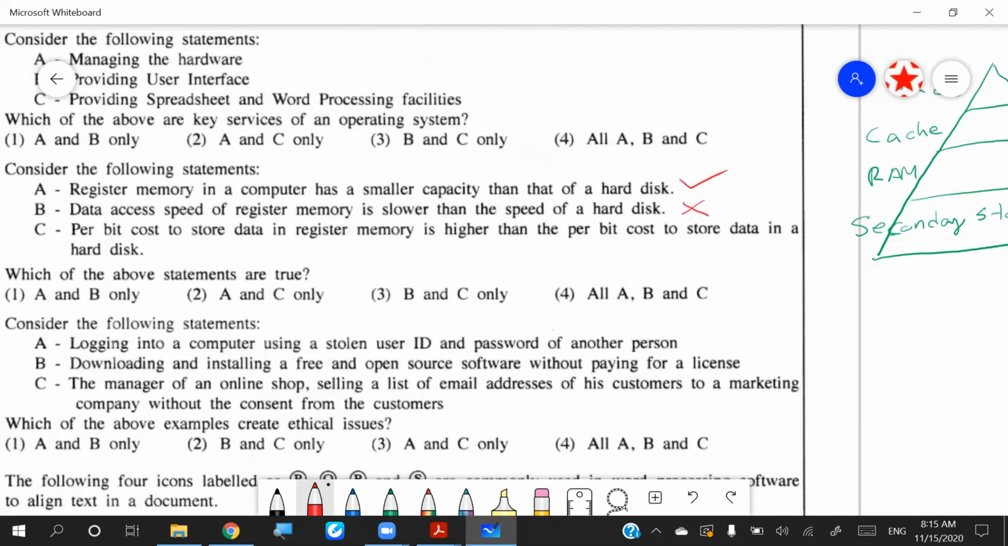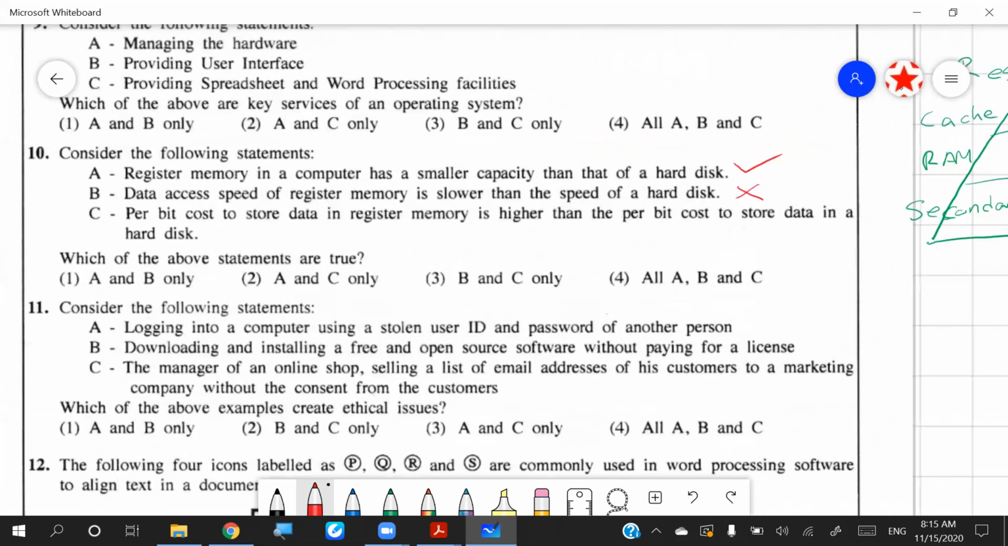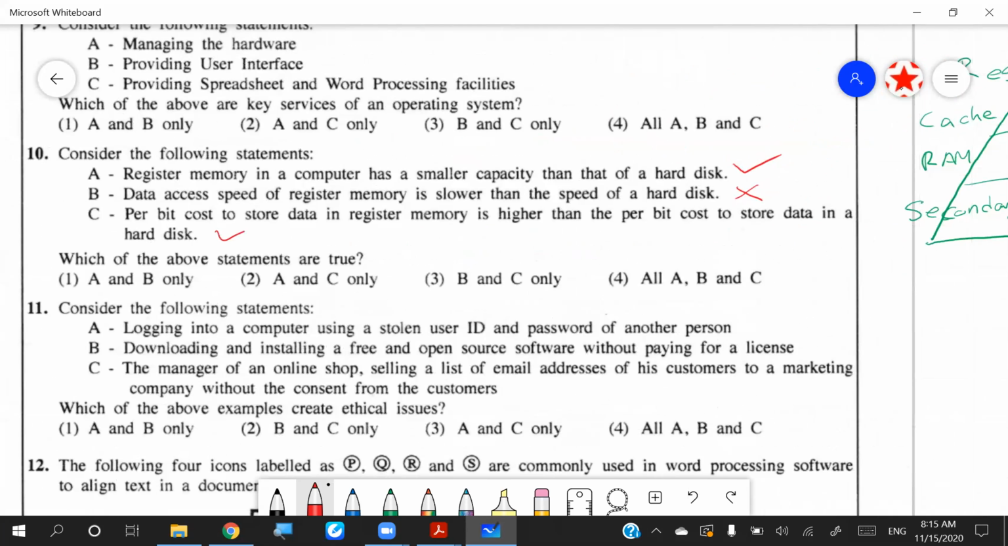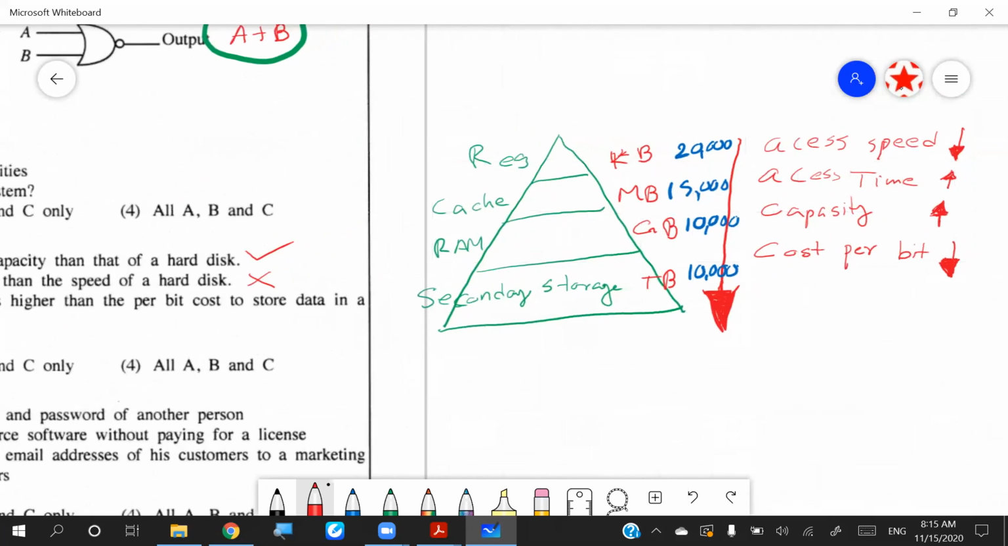So downwards, cost per bit is going to decrease. So registers are higher than the hard disk. So that is correct. So A and C can be considered as the correct answer. Okay, so for the people who have not written this down, I'll give you a minute to take that down. If you are okay with this, just let me know.